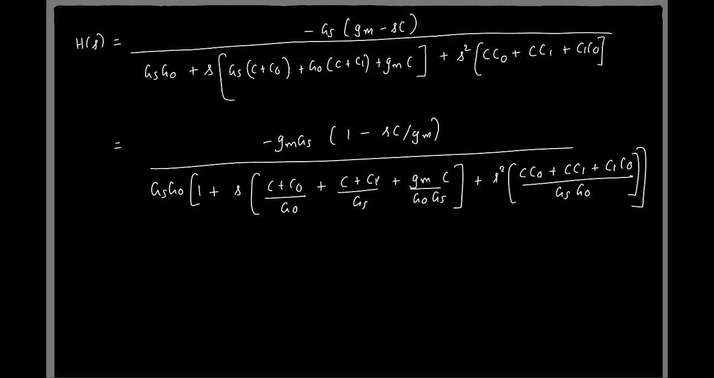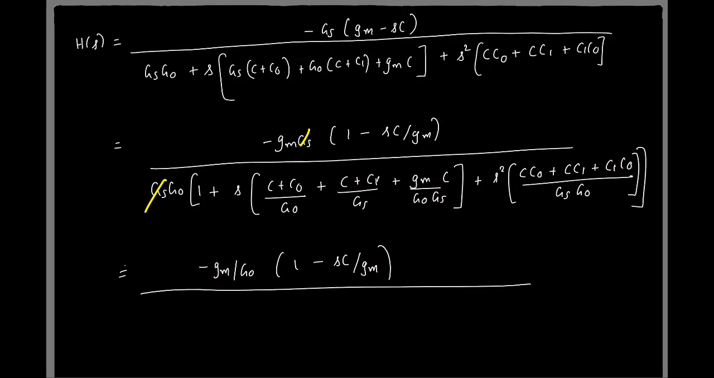Okay. So again, this simplifies, GS cancels here. So I get the DC gain as GM by G0 as expected. I get a zero at the frequency, same as what we qualitatively guessed. And then I'll copy this guy. I don't want to write it again and again.